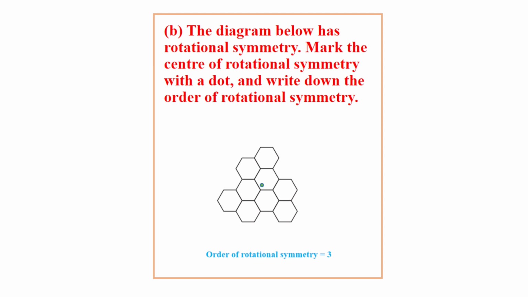As we rotate the shape, we can see that it aligns with its original outline 3 times in one complete turn. Therefore, the order of rotational symmetry for this shape is 3.